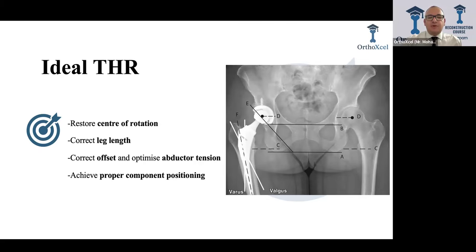You need to achieve a proper component position, so a normal position of your components compared to your patient. So more of what's called a kinematic knee, we can do a kinematic hip when you achieve proper component positioning compared to the patient's native.